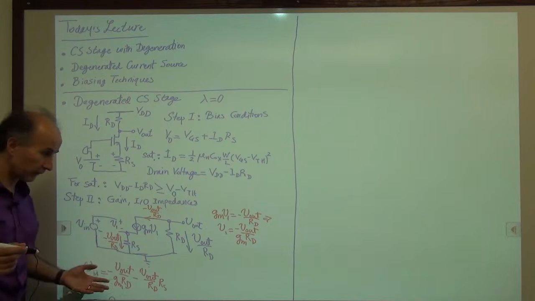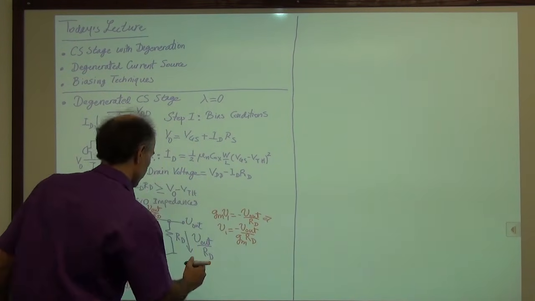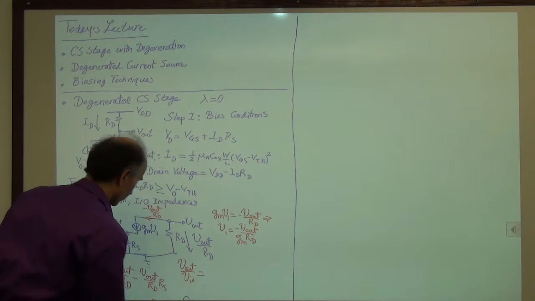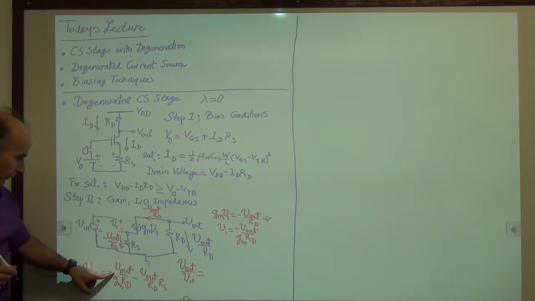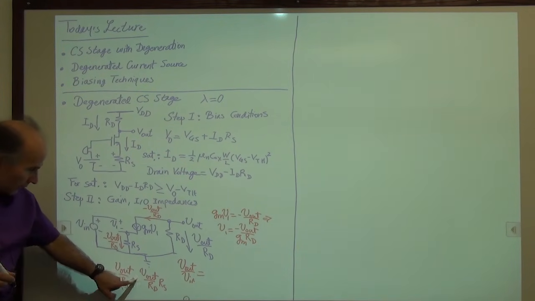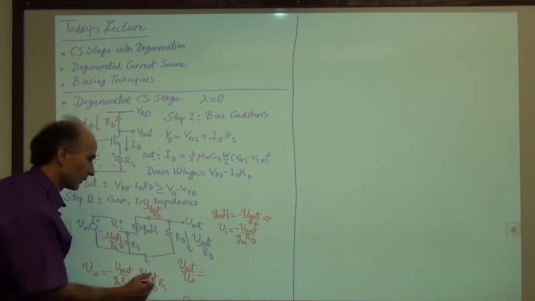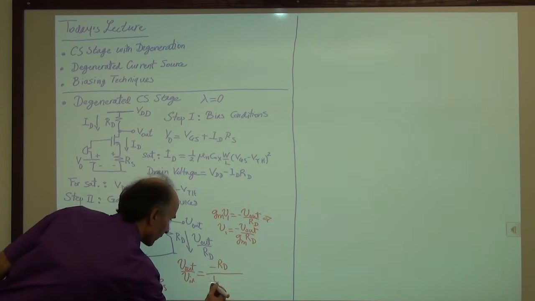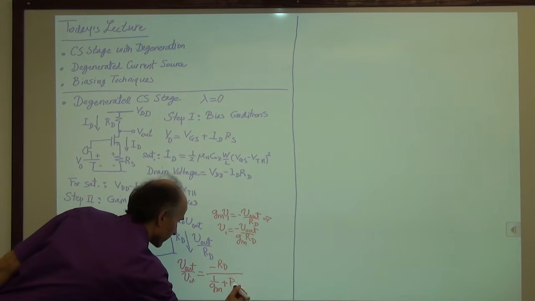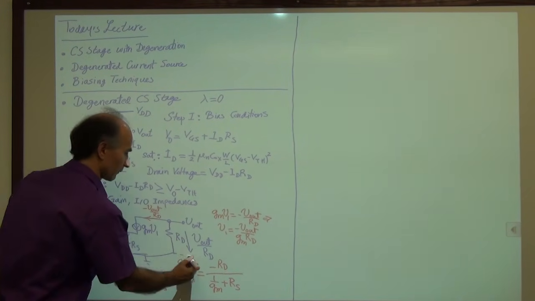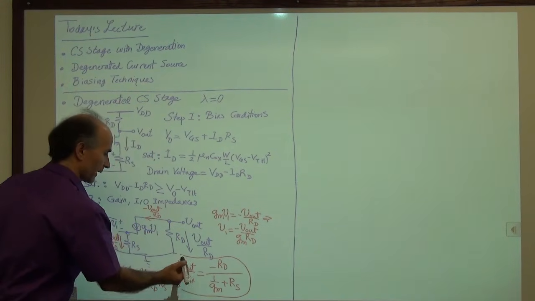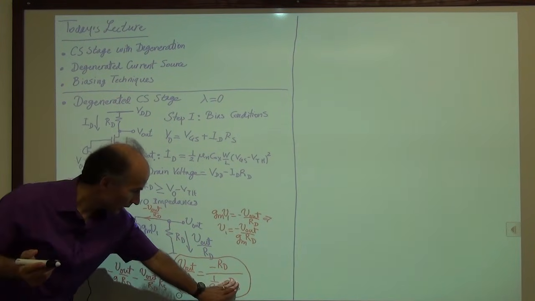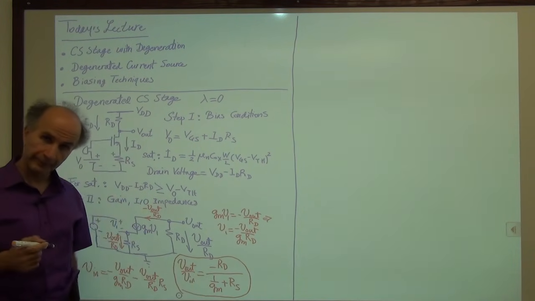We are looking for V out over V in. So maybe I'll just try to write it here. V out over V in is equal to, as you can see, if I factor minus V out here, I end up with 1 over GMRD plus RS over RD. I can factor RD out, so I end up with this expression: minus RD over 1 over GM plus RS. This is the voltage gain of a common source stage with degeneration. Of course, if RS is 0, then we end up with minus GMRD, which we had before.